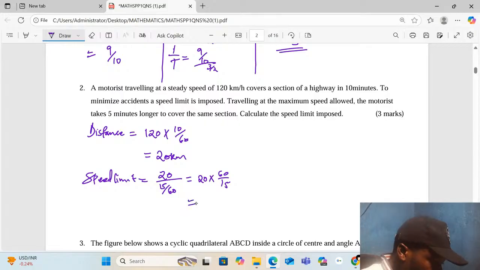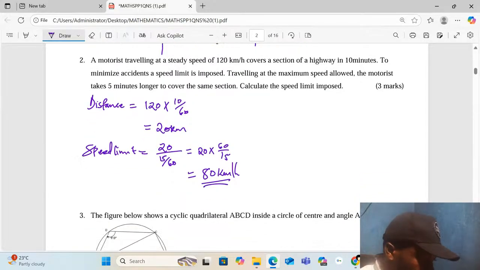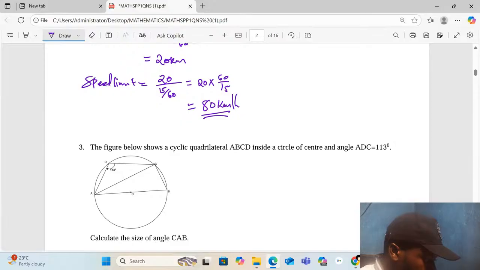And we shall have 80 kilometers per hour. Now this one becomes our speed limit for this motorist in order to cover the given distance. So the speed limit becomes 80 kilometers per hour. Then you get your 3 marks for that. Then we move to the next question.